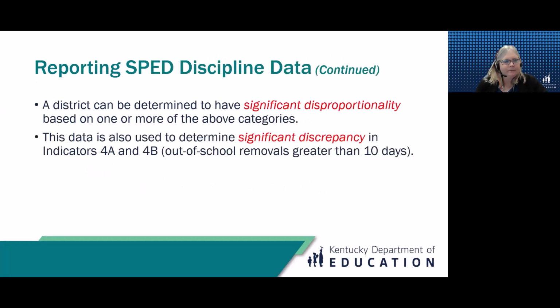Next slide. And then significant disproportionality is indicators 4A and 4B. And for that, we look at out of school removals greater than 10 days. It's a different calculation from significant discrepancy. Sorry, I just saw Alicia's comment, it'll be a great idea to check Safe Schools data at least quarterly. I agree. I check it as often as I can, but I can't always get to it. So it's a good idea for you to have your schools do it. So you may get identified for 4A and B, but not for significant disproportionality or vice versa, because it is a different calculation. Excuse me, next slide.